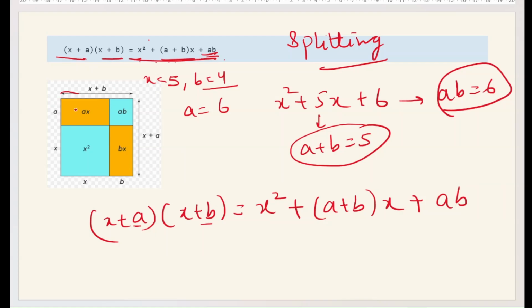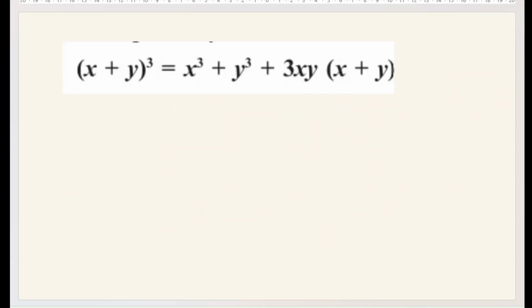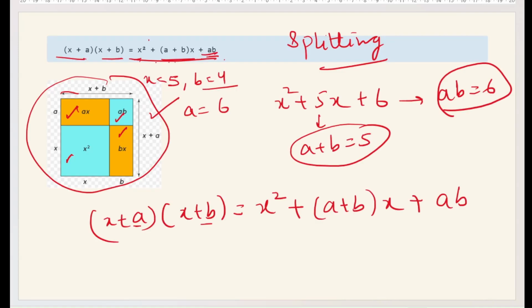Fine. Then this will be ax, this will be bx, this will be x square, this will be ab. You can do this activity very easily. In fact, you can do all these activities of these identities really very easy. So, just practice these identities. Draw them on paper and then practice them. Now, let us do one question based upon this.